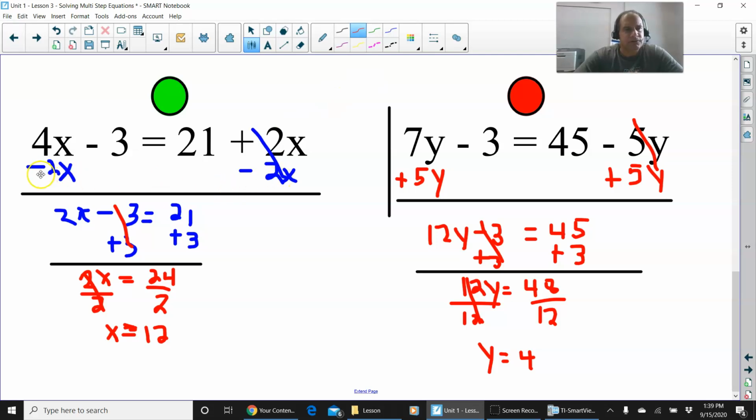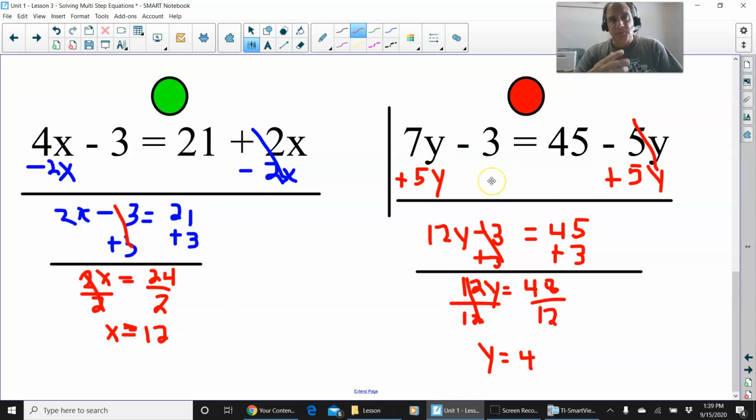I subtracted the 2x on both sides. I needed to get the smaller x over to the larger x. I didn't need to, but I wanted to. So I have 4x minus 2x is 2x, and you bring down the negative 3, bring down the equal sign, bring down the 21, add 3 on both sides, cancel that out. 2x equals 24, divide by 2, x equals 12.